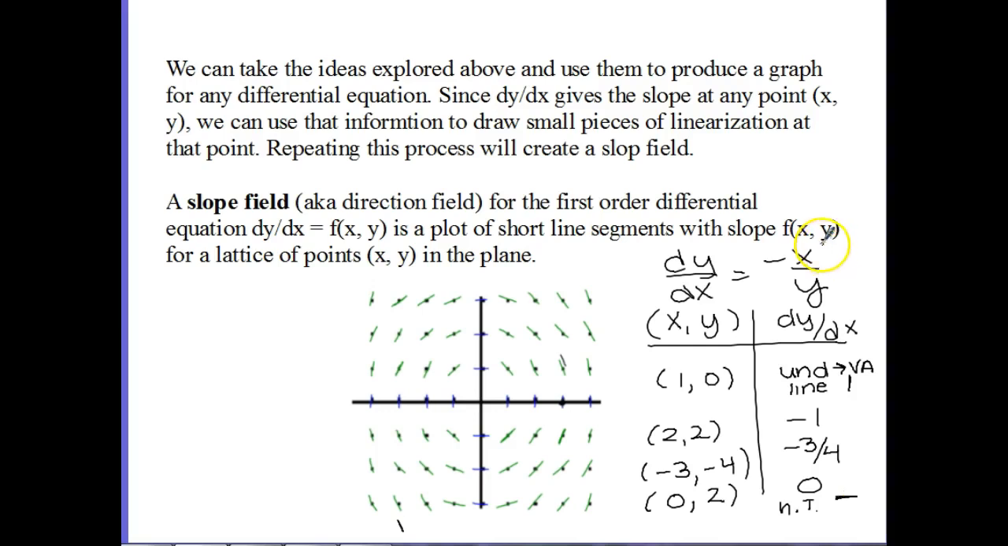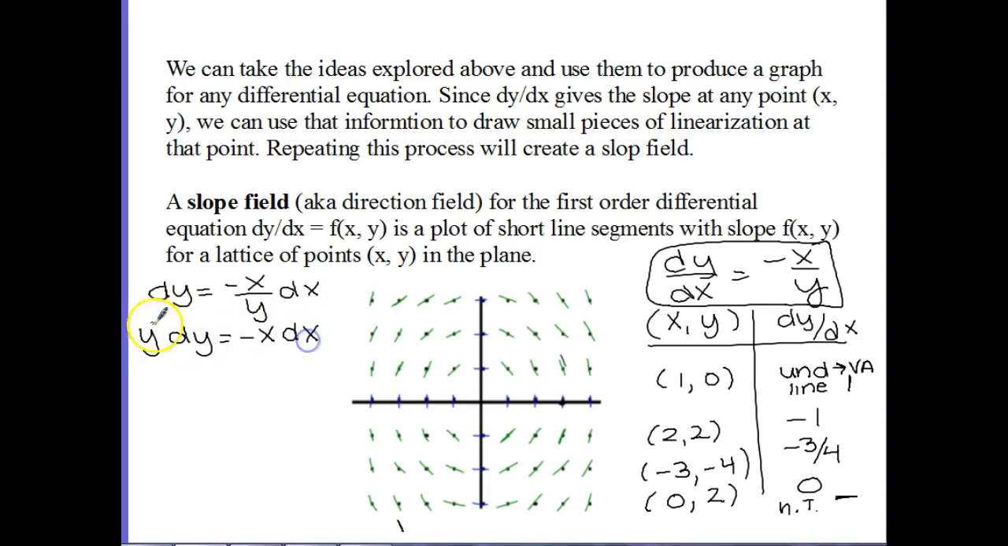So what I want you to do is, we now know how to take the antiderivative of this. How do you take the antiderivative of dy/dx equals negative x over y? Multiply both sides by dx, and multiply both sides by y. Which will then leave you with y dy equals negative x dx.